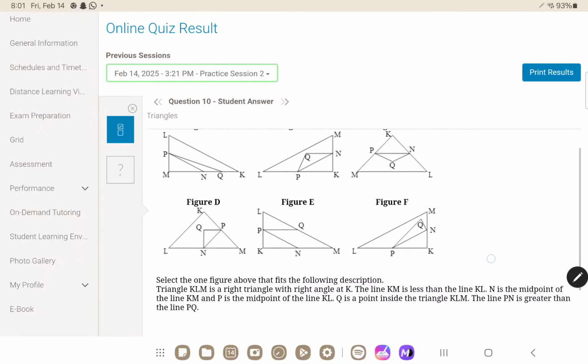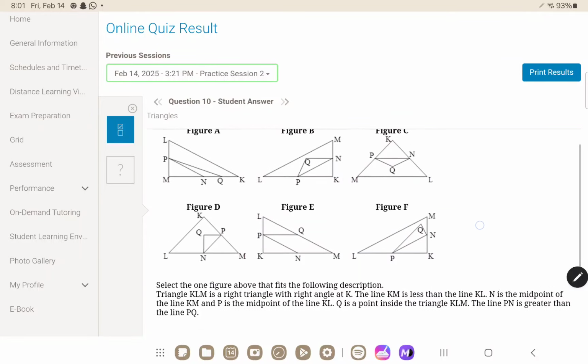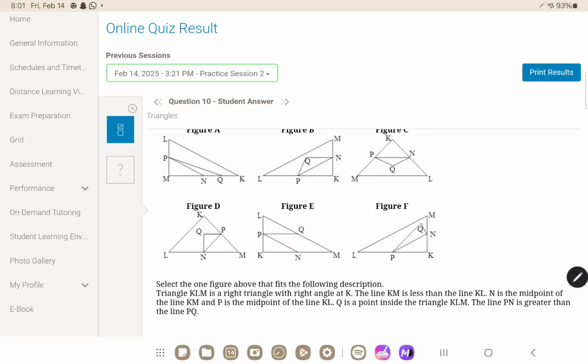Okay, for this question, it's practically just read the question and cancel out the odd ones, a process of elimination, simply. Select one of the figures above that fits the description. Triangle KLM, right triangle with right angle K. So first of all, delete anything that's not a right triangle and delete anything that's not a right angle at K. You're left with only these three options.